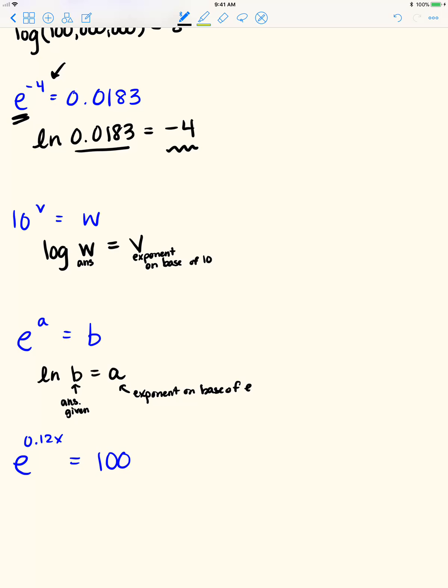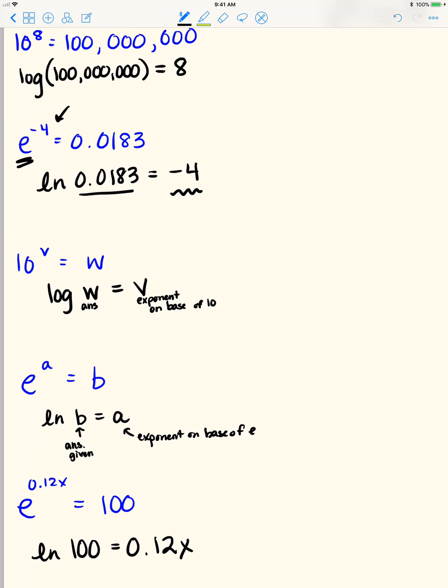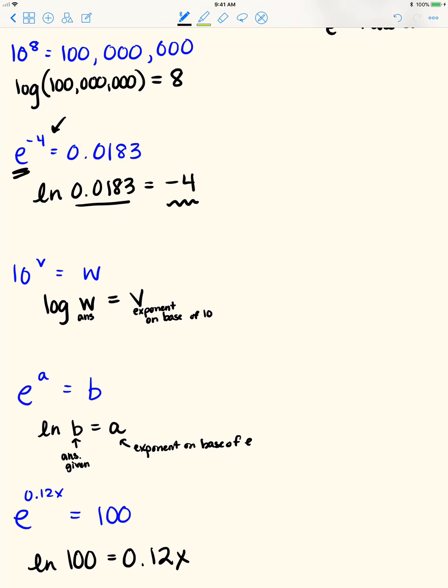Last one here on the bottom is another e. It'll use natural log. So if we rewrite this with a natural log, it'd be the natural log of 100 equals 0.12x. And again, we're not solving anything here. It's just putting it in logarithm format versus the exponential format. So those are a few examples of those.